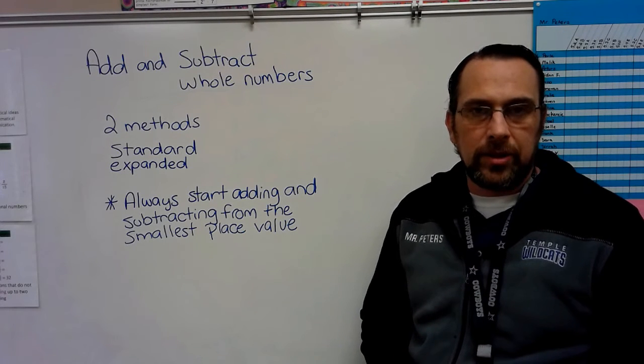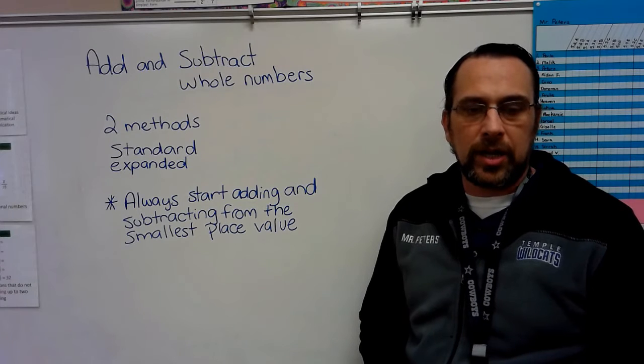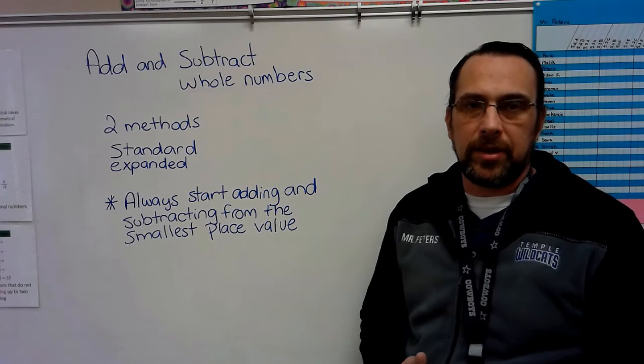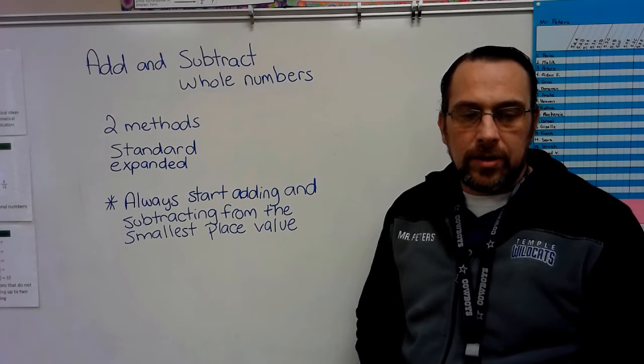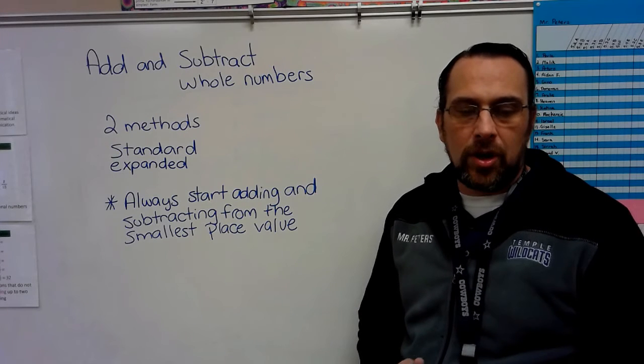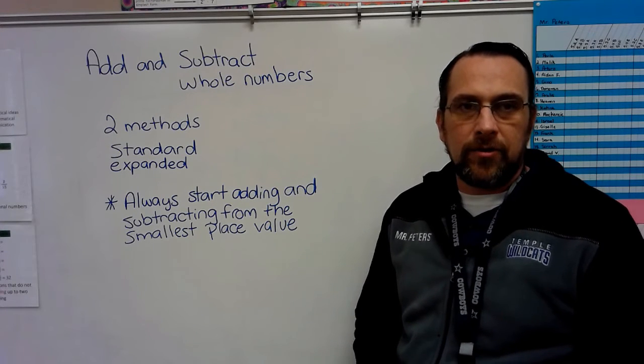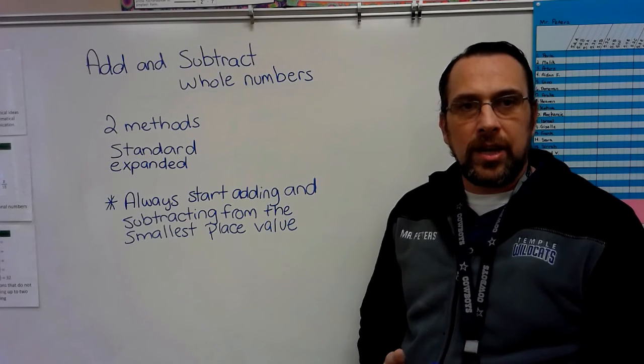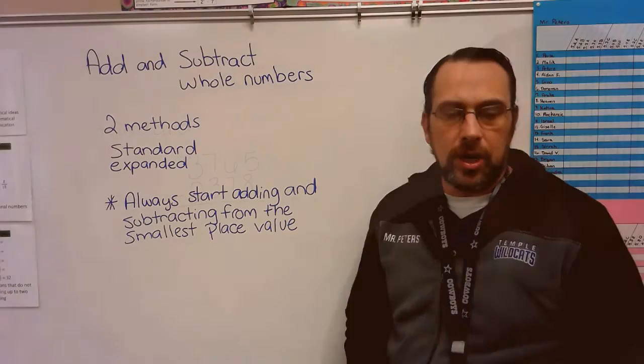There are two methods we use when we are adding and subtracting whole numbers. We use the standard method and the expanded method. Always remember to start adding and subtracting from the smallest place value. Now, let's take a look at what these problems will look like.